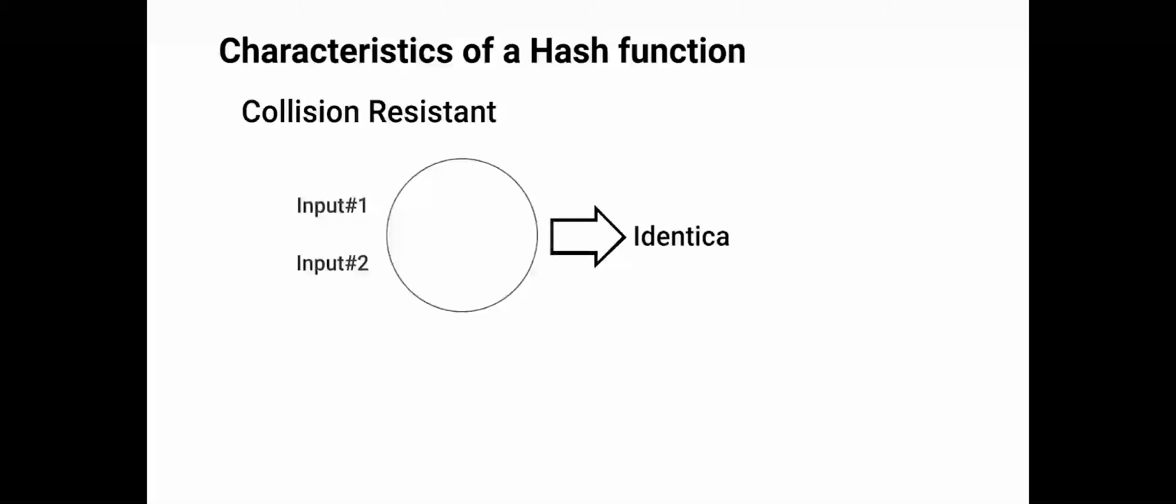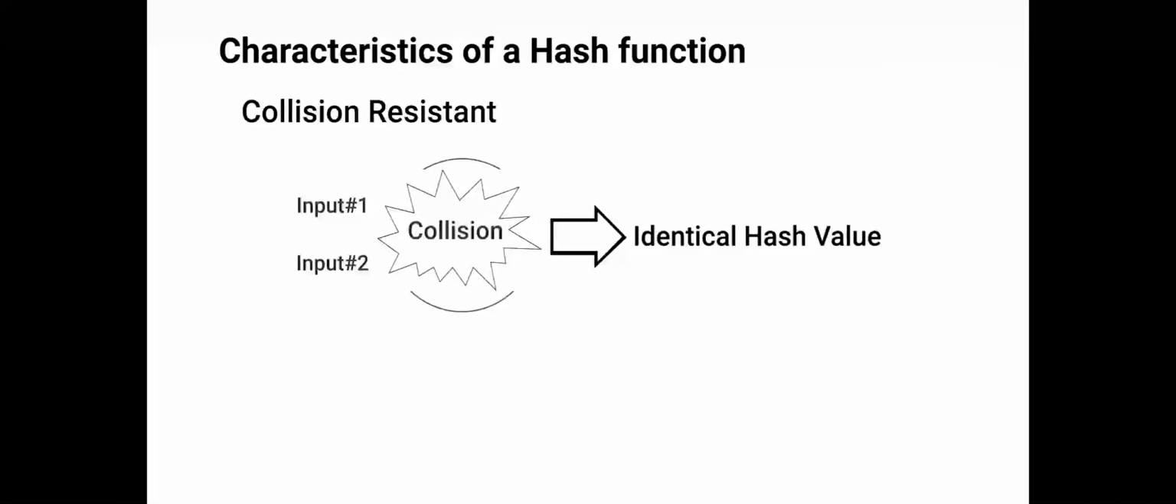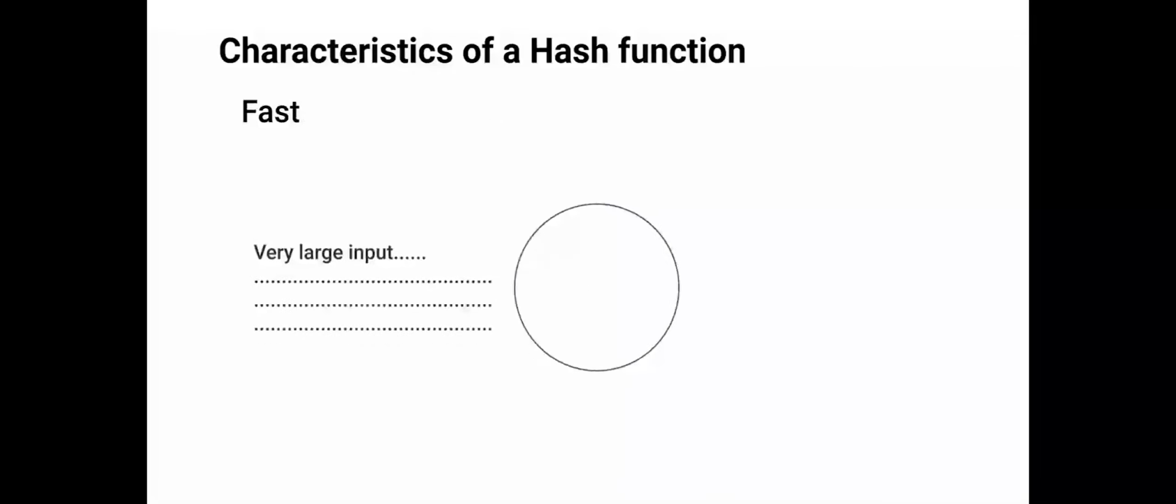Collision resistant. For given two inputs, when a hash function generates an identical hash value, it is called a collision. A good hash function must minimize this possibility. Fast. A hash function should be efficient enough to generate a hash value quickly, even for a large input value. Here is a quick summary of the points covered.